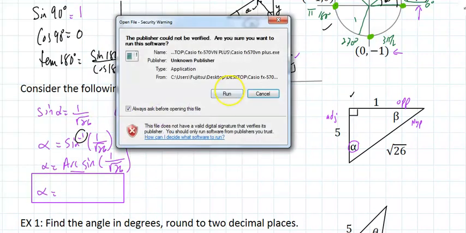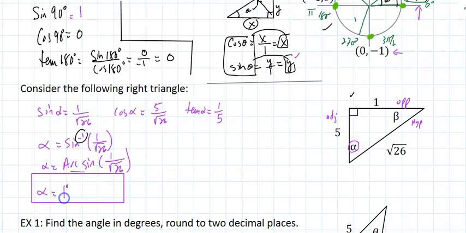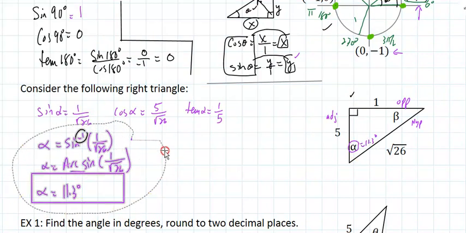I'll get my calculator out. I am in degrees, you could be in radians, it doesn't matter. Degrees, you could see it better. And if I go for inverse sine of 1 divided by the square root of 26, that angle is 11.3 degrees. There. That's one way of doing the problem.